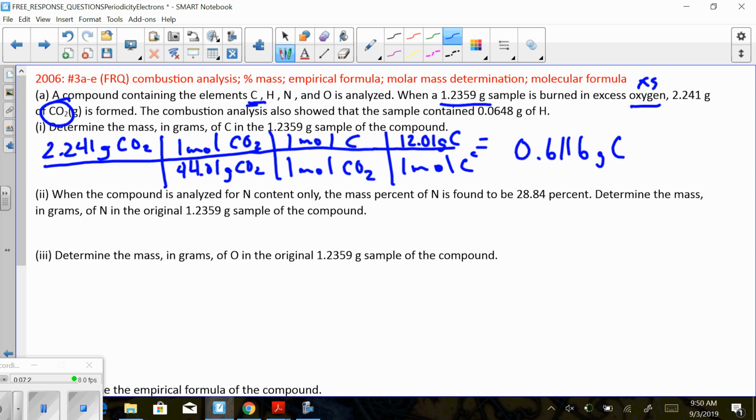Let's look at that. I'm going to double check my sig figs, and if I started with this number, I should have 4 sig figs in my answer. I'm good. That is worth 1 point.